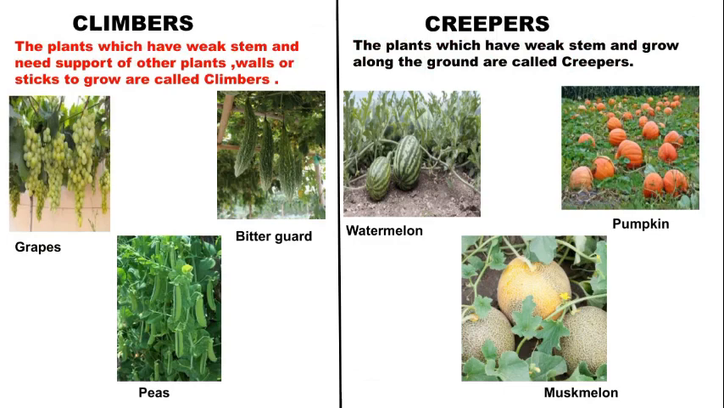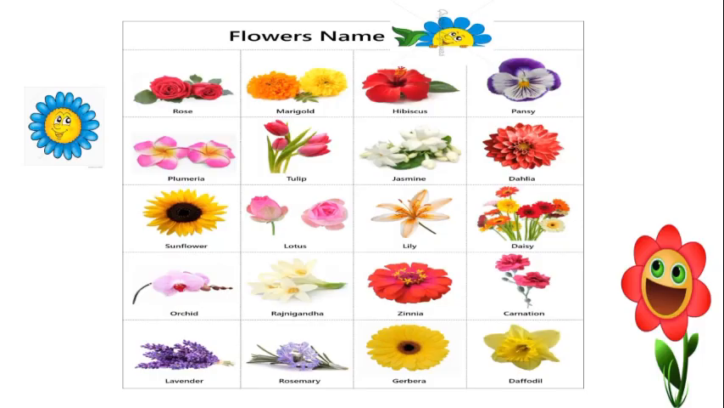Okay. The next type of plants are creepers. What are creepers? The plants which have weak stems and grow along the ground are called creepers. What are some examples? Watermelon, pumpkin, muskmelon, etc. So children, you can observe in the picture that watermelon, pumpkin and muskmelon are growing along the ground, isn't it? And they bear big sized fruit. See the watermelon, is it small or big, children? Big, no? Yes, these creepers bear big sized fruit.